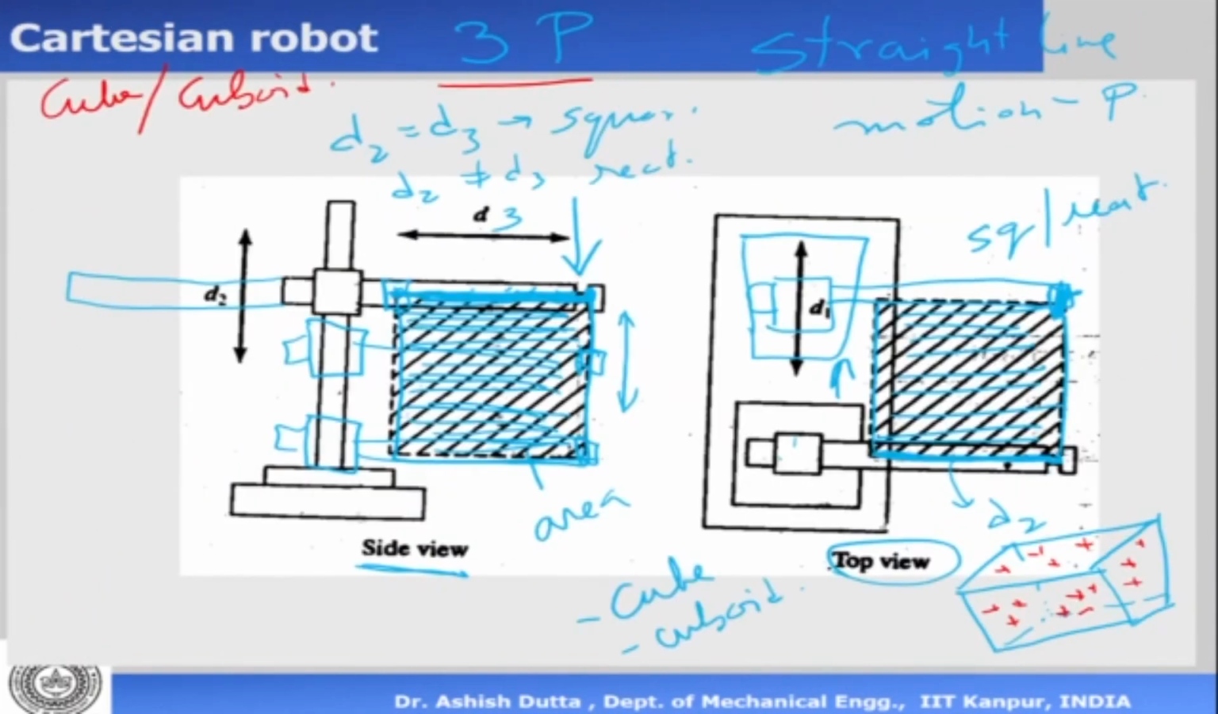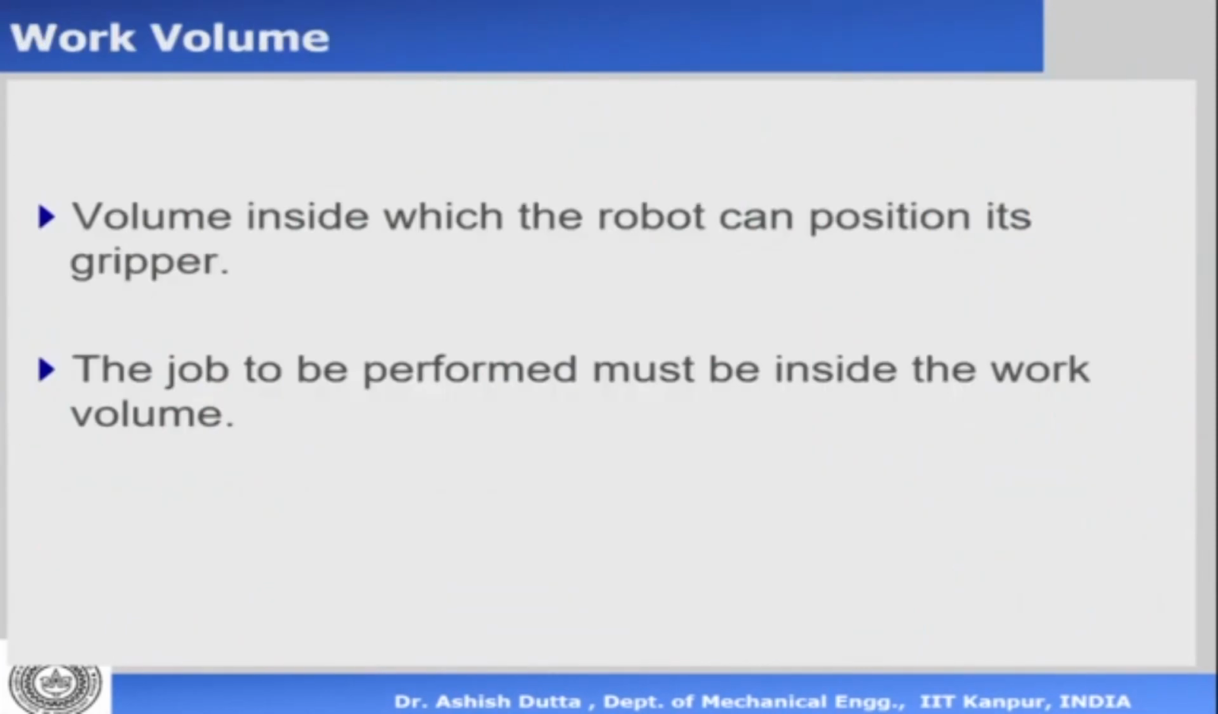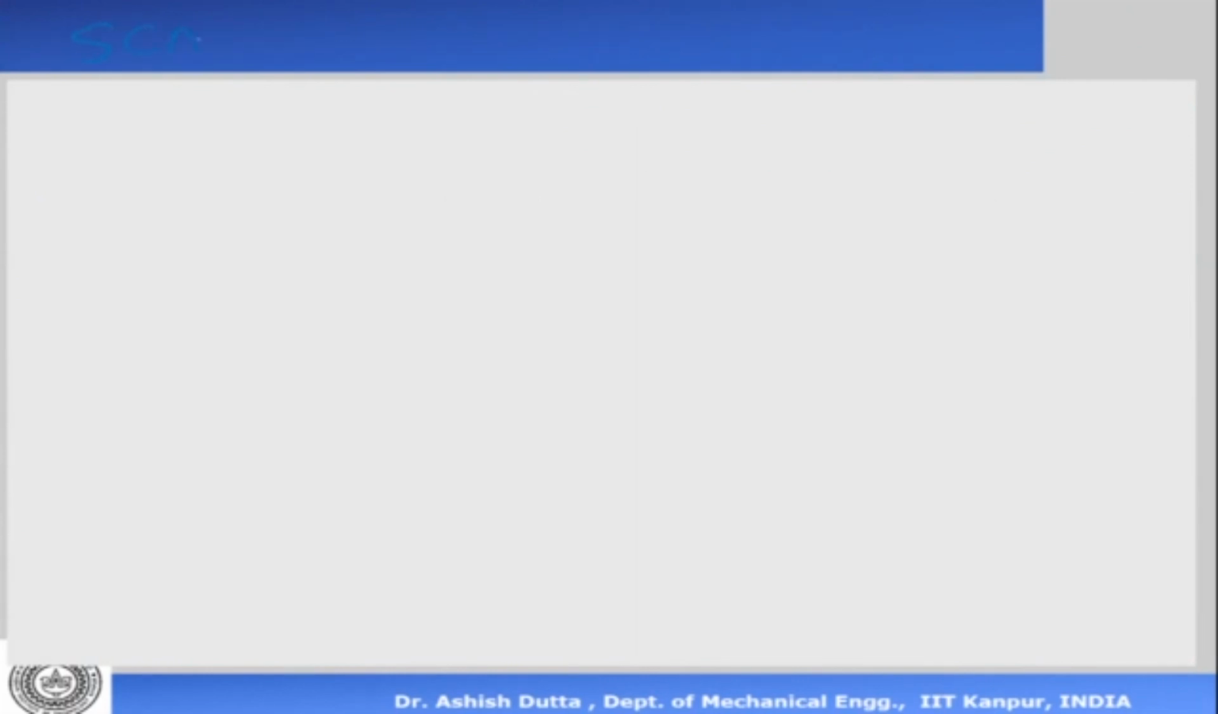Okay, so we have seen that depending on the kind of joints that we are using, the shape of the work volume is going to be different. So this is a Cartesian robot, this is a cylindrical robot, this is an articulated robot. We have different other kinds of robots. For example, we can talk about a SCARA robot. Okay, so I will very quickly draw a SCARA robot and then we will discuss.